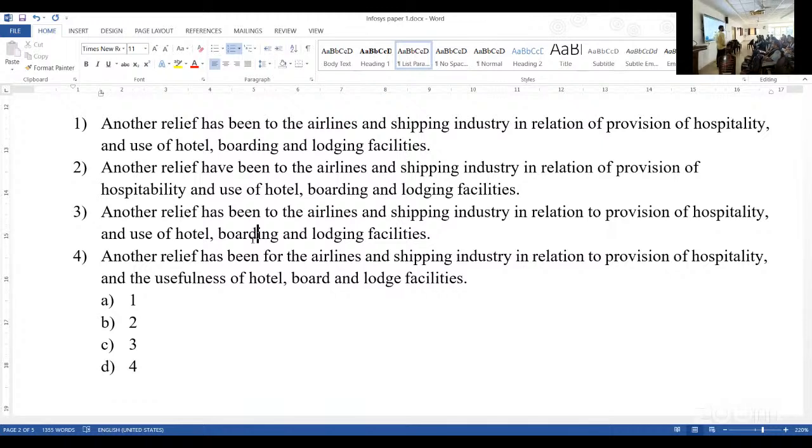I know, that is why I asked again which preposition to use. We should use to. When do we use to? When the receiver is receiving something, we use to, as I just displayed. So who is experiencing the relief? The airlines and shipping industry. So we should use to. That clarity is good now. So 4 is eliminated.